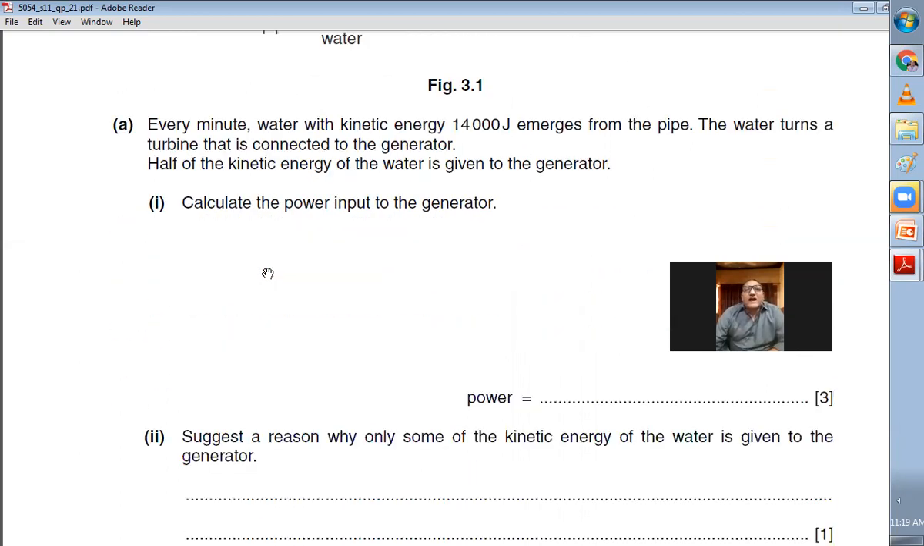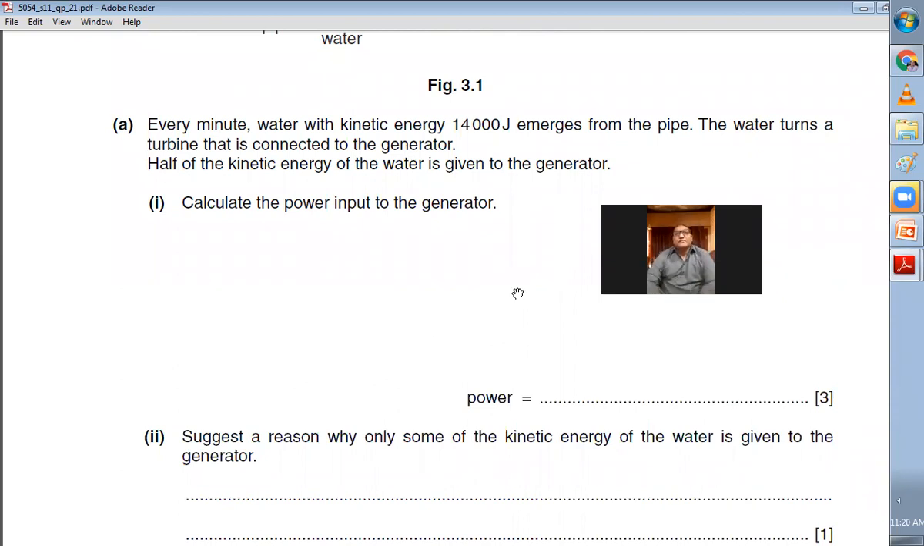So calculate the power input of the generator. We can find out the power input, very simple. If you know the energy and you know the time, you just divide the energy by the time and you will get the power. So I can write here the energy which is given to the generator, that is just half of the 14,000 joules. The energy provided to the generator, that is given in the question, that half of the kinetic energy is given to the generator. So that is 7,000 joules, and the time taken is 1 minute.